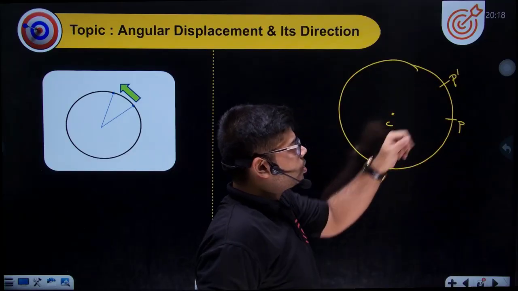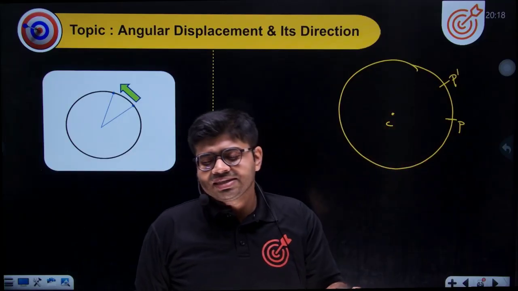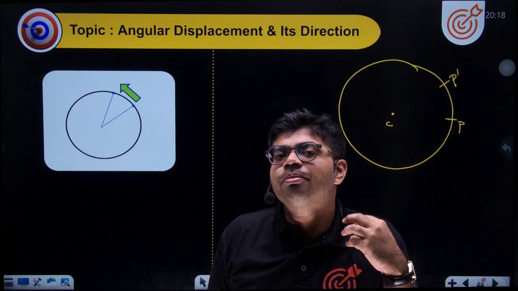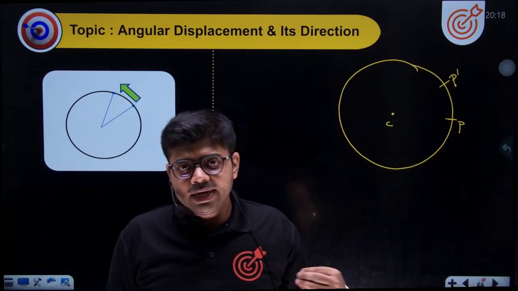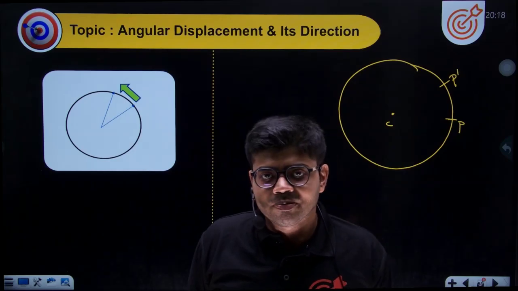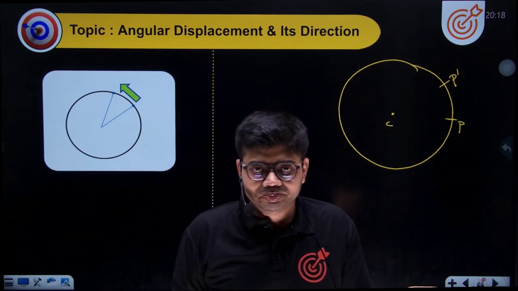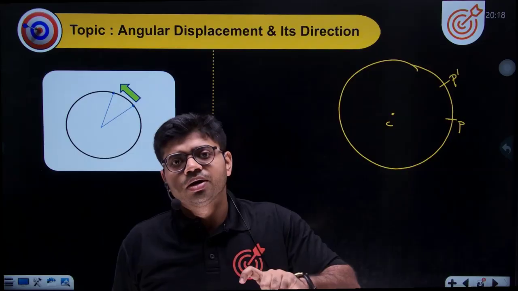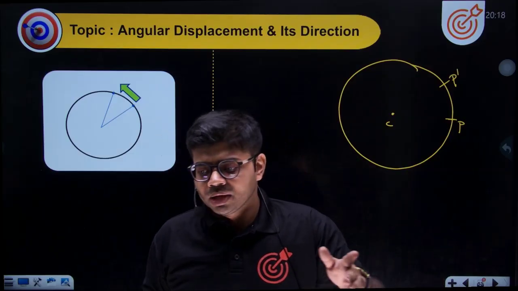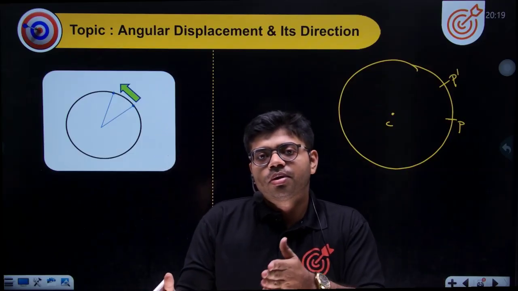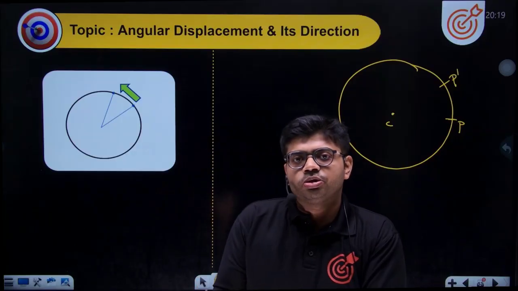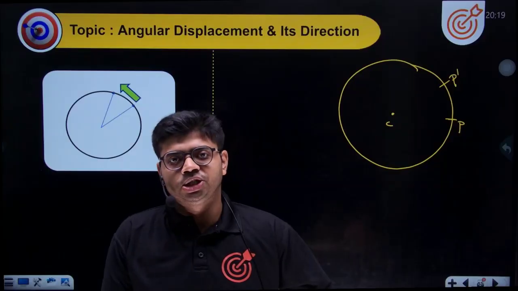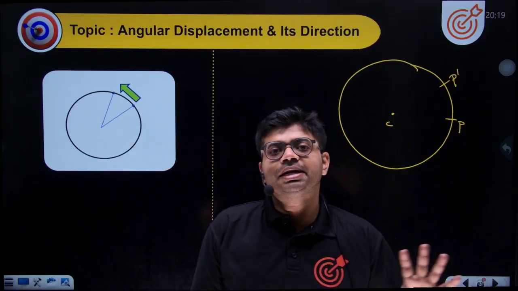Now if I am talking about linear motion, what do we say? In linear motion we say displacement. Displacement is nothing but the change in the position of the particle with respect to the original position. What is my final position? That we say as the displacement.